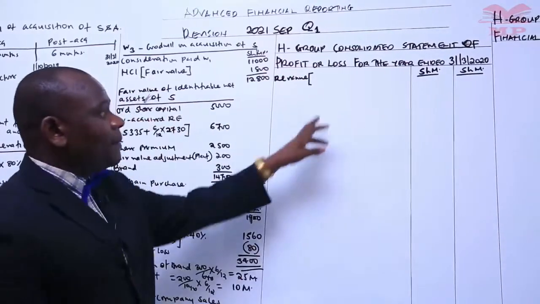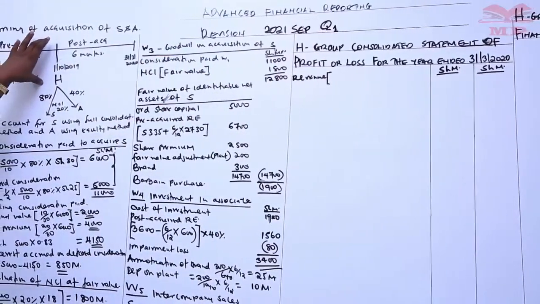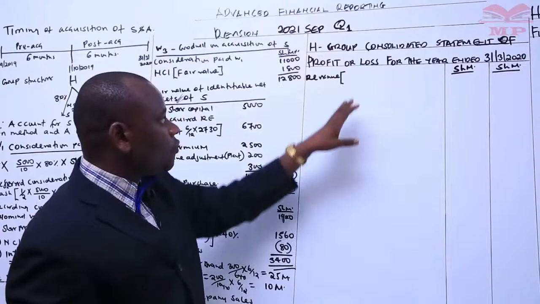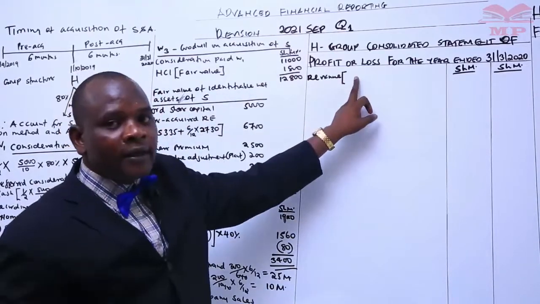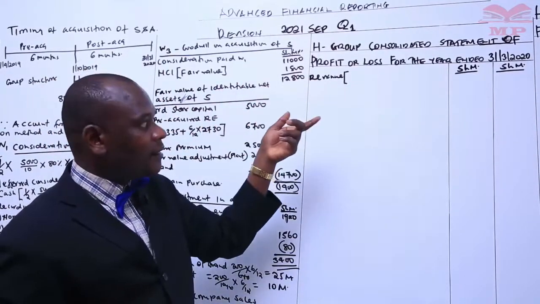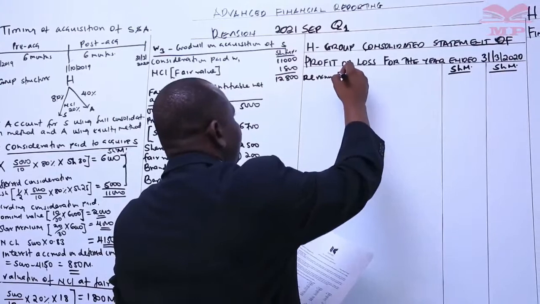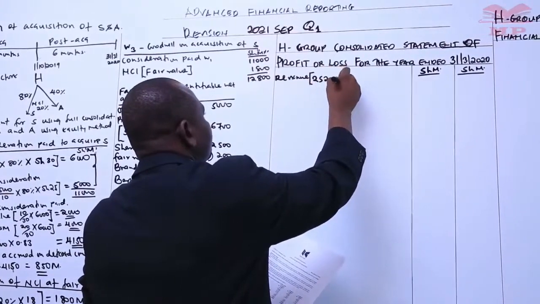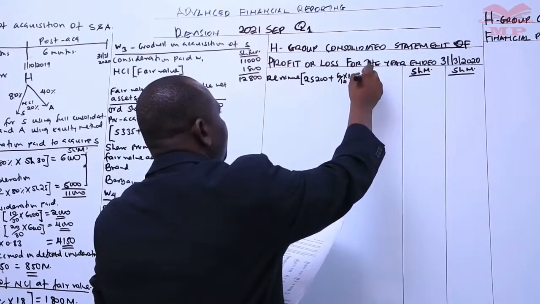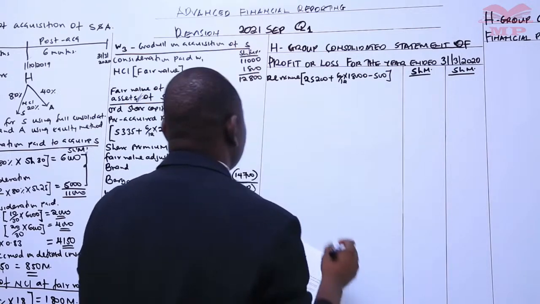Now here, this is where your timing matters. You must apply what you indicated earlier. If you don't apply what you introduced to the examiner, then it is of no use. So we are going to implement the timing of acquisition during consolidation of P&L because incomes and expenses, unless otherwise stated, accrue evenly, so we apportion on a pro rata basis. This is 25,200 plus 6/12 times 18,000 minus intercompany sales of 500.